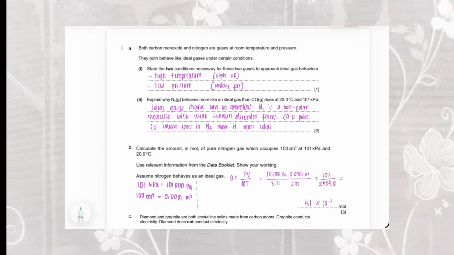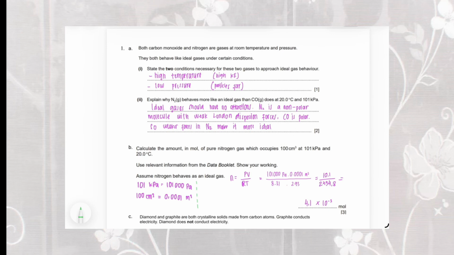1A. Both carbon monoxide and nitrogen are gases at room temperature and pressure. They both behave like ideal gases under certain conditions. 1. State the 2 conditions necessary for these 2 gases to approach ideal gas behavior. The first one is high temperature, because at high temperature they will have high kinetic energy. The second one is low pressure. When the pressure is low, the gas particles will be far apart.